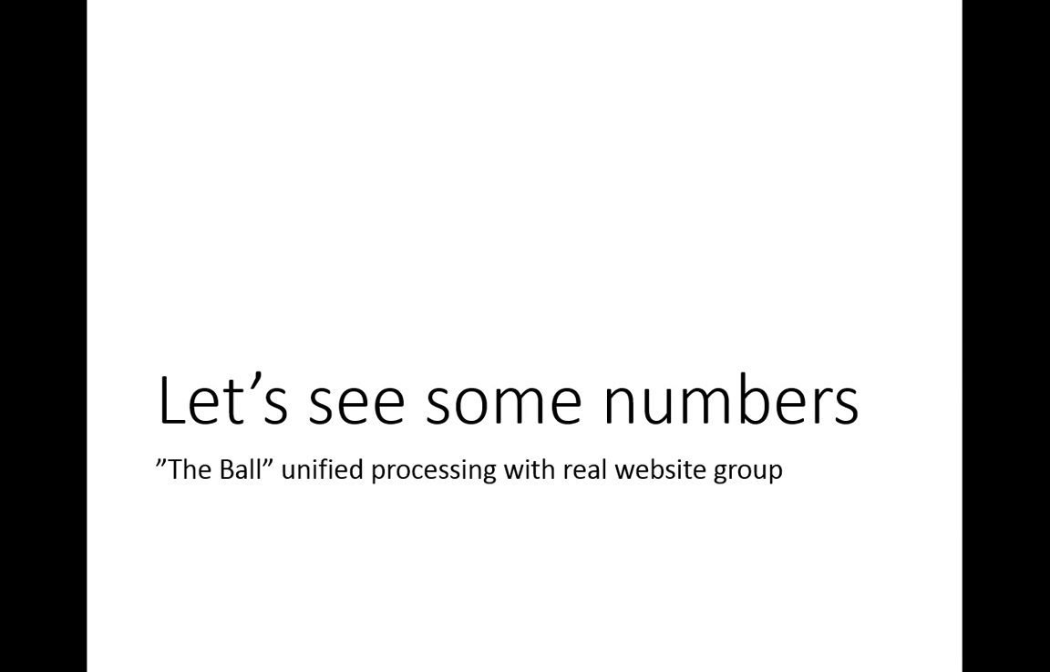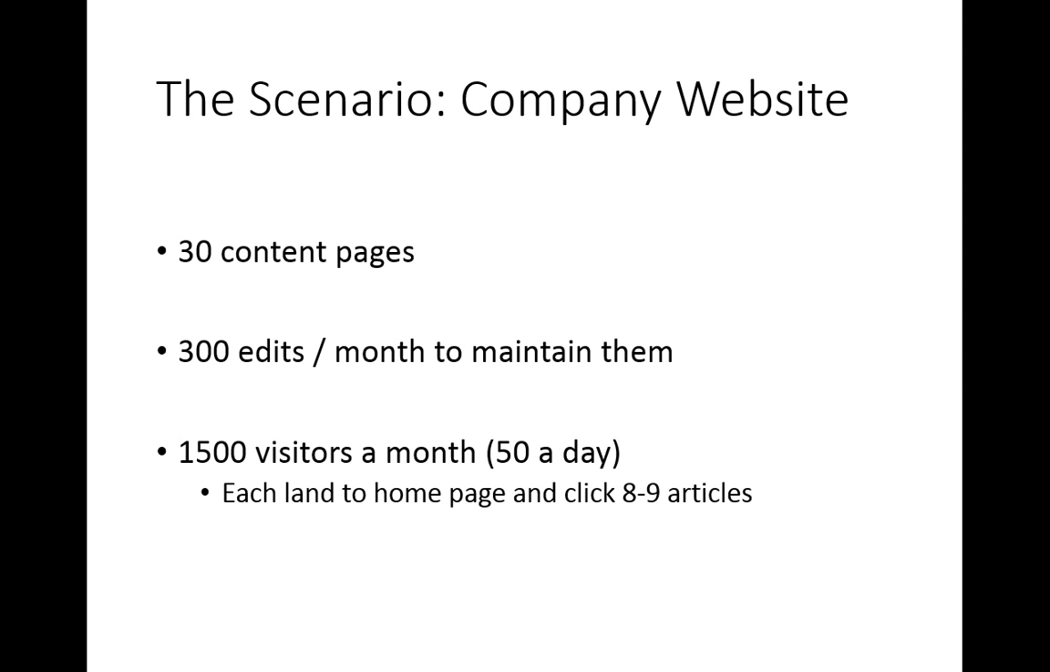So let's see some numbers with the ball unified processing with a real website group. I'll introduce the scenario. It's a company website. It's a full demo site, but with proper kind of content to demonstrate. It has 30 content pages. It's now in the numbers scenario: 300 edits combined per month to maintain them.